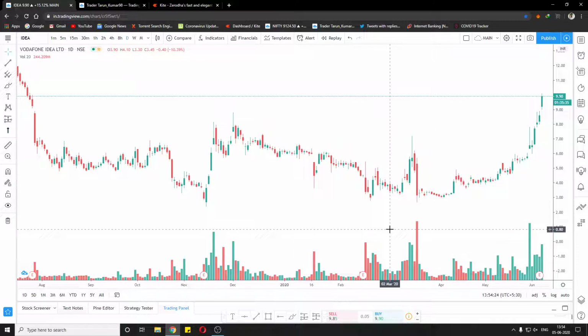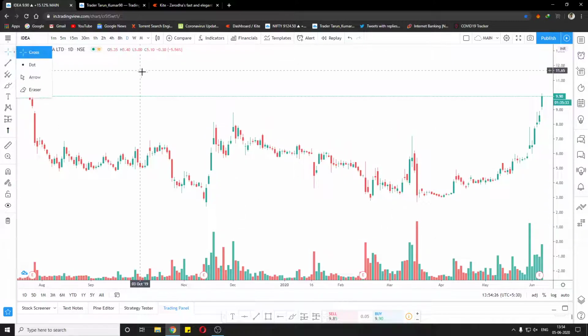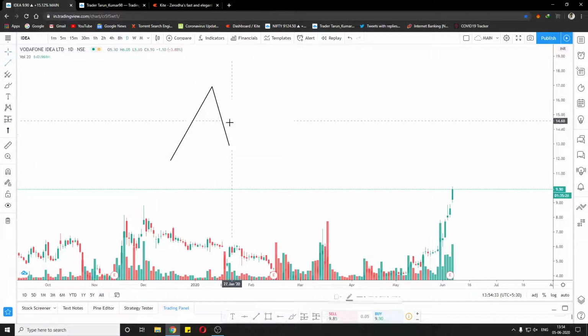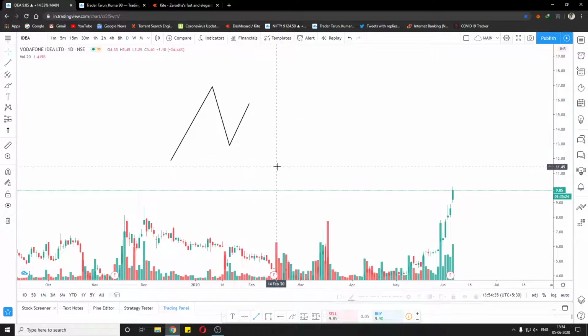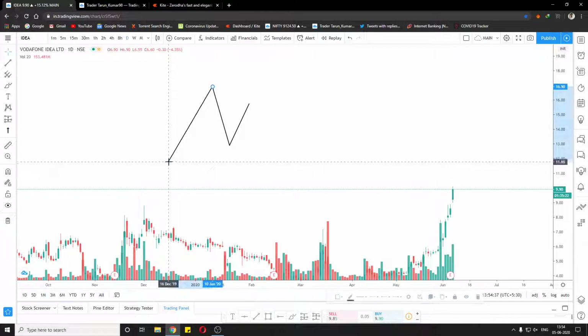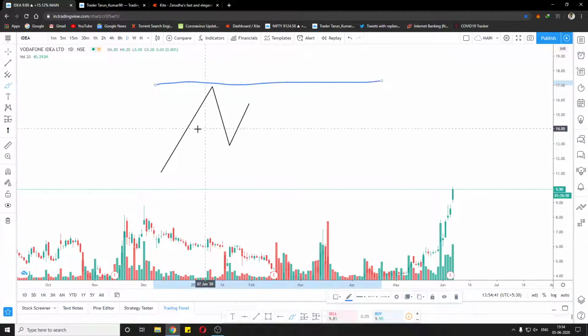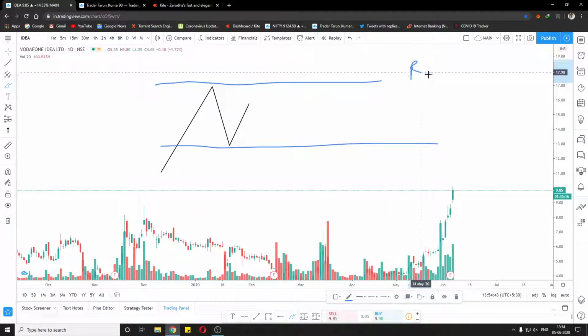I hope you are able to follow this. It's a very simple concept, that the first point where the market turns, and then the turns from the correction, this is our support and resistance. It's very simple, nothing more complicated. This is our support and this is resistance, and this is support.